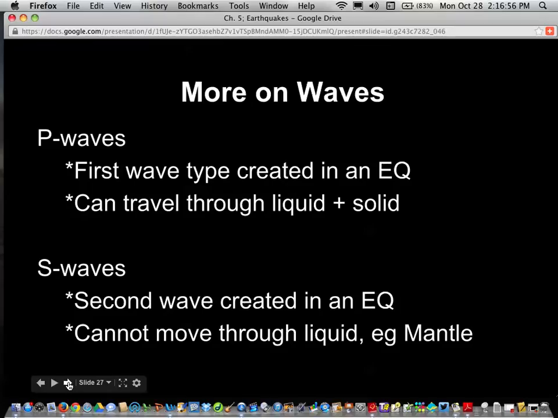Well, a couple more facts on P waves and S waves. P waves are the first wave type created in an earthquake. They're primary. And they can travel through both liquid and solid. Okay. S waves, on the other hand, are secondary waves, and they are produced after the primary waves come. And S waves cannot move through liquid. For example, the mantle. They can't get through that liquidy molten mantle. They're reflected off of it, whereas primary waves go right through it.